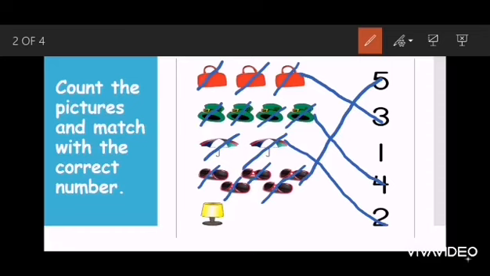Okay, count how many lamps. 1. How many lamps are there? 1. So, is the first number, number 1? No. The second? No. Third? Yes. So, we will match this lamp with its correct number like this. Okay?